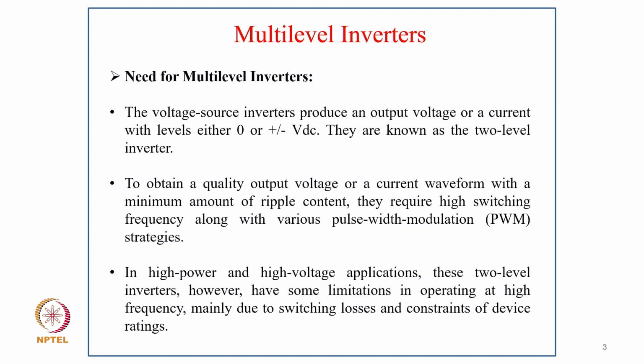The voltage source inverter produces an output voltage or current with the levels of either 0 or plus minus VDC, and they are known as two-level inverters. To obtain a quality output voltage or current waveform with the minimum ripple current, they require high switching frequency along with various pulse width modulation strategies. In high power and high voltage applications, two-level inverters, however, have some limitations in operating at high frequency, mainly due to switching losses and constraints of device rating.